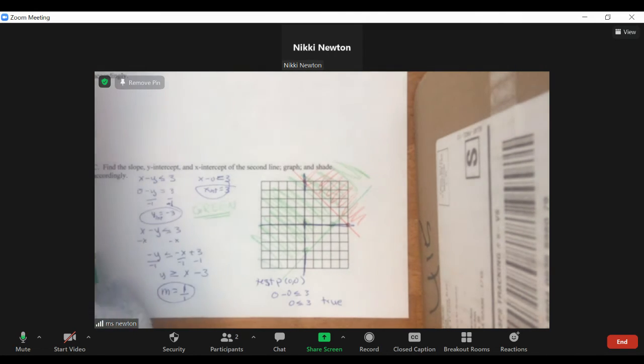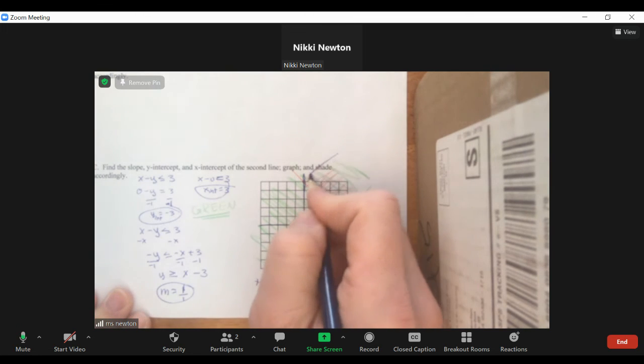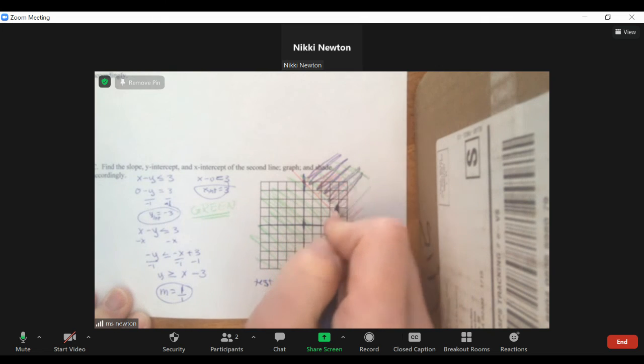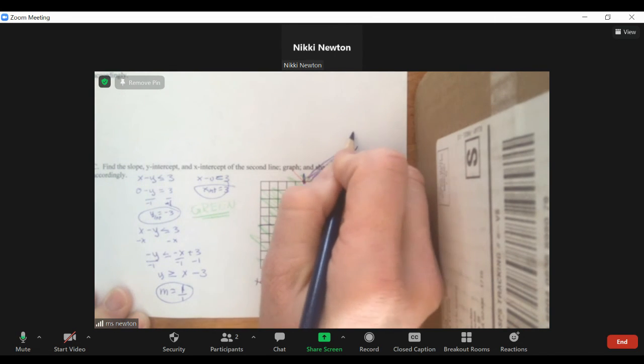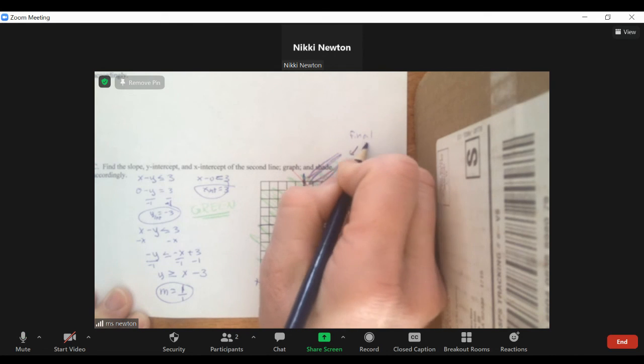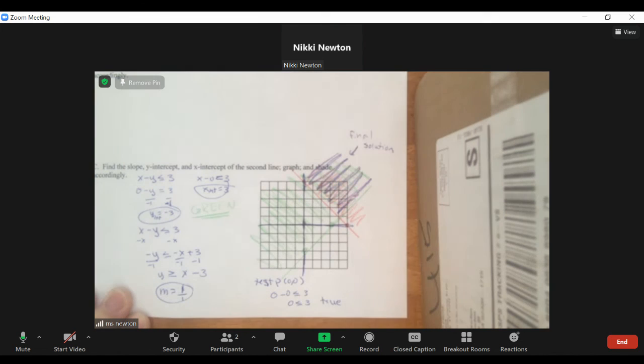Now, the very last thing you need to do, get a different color, and your final solution region is going to indicate the region where both inequalities are true. So that would be the overlap, the place where you have both colors. So my final solution region is over here where I have both red and green. So this is the final solution. Do not skip this step. You absolutely have to indicate that you know where the overlap is.